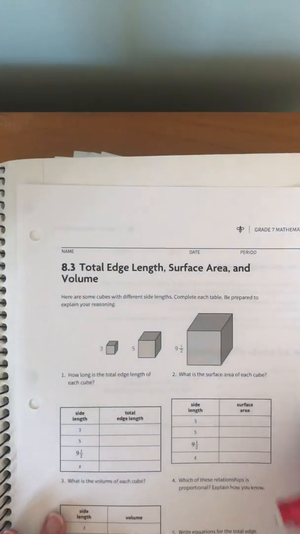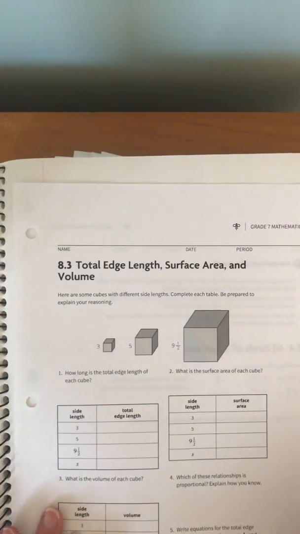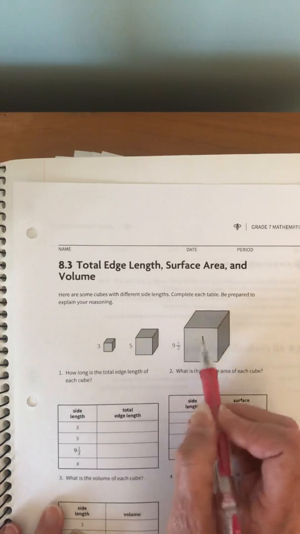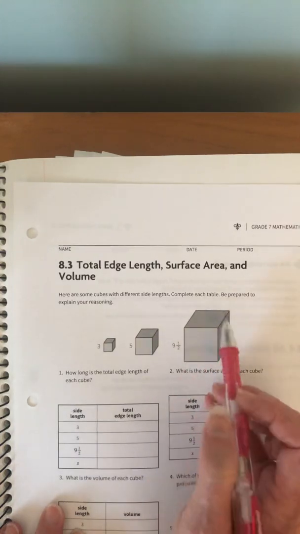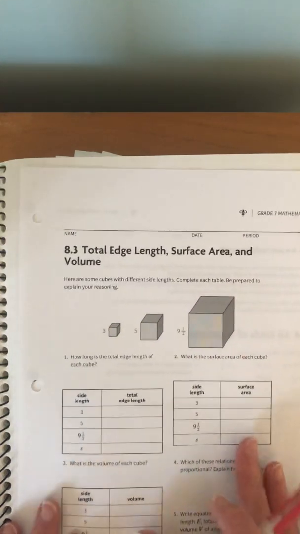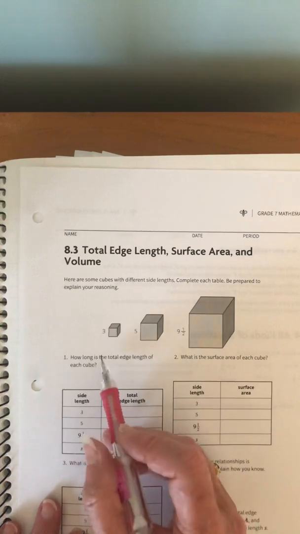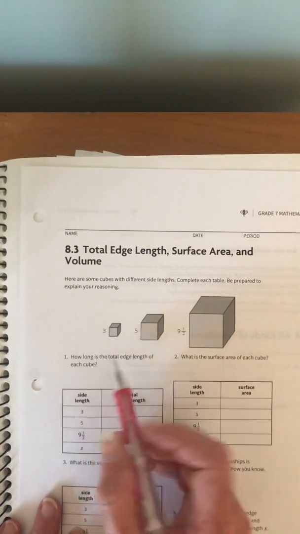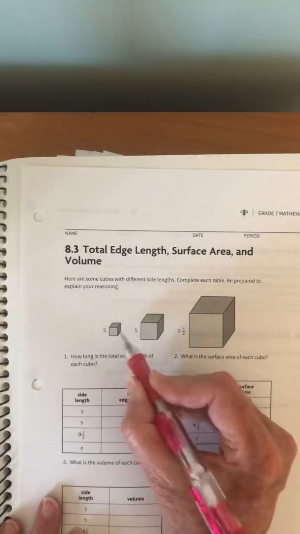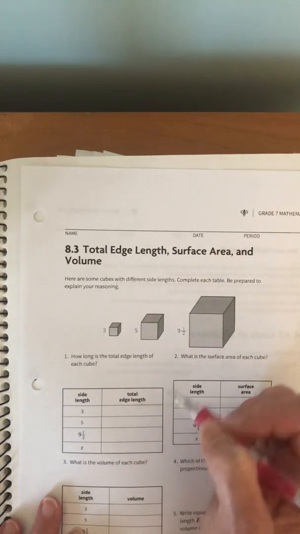All right, so on to 8.3. Total edge length, surface area, and volume. So here are some cubes with different side lengths. Complete each table and be prepared to explain your reasoning. So how long is the total edge length of each cube? Something we probably need to figure out is how many edges there are on a cube.